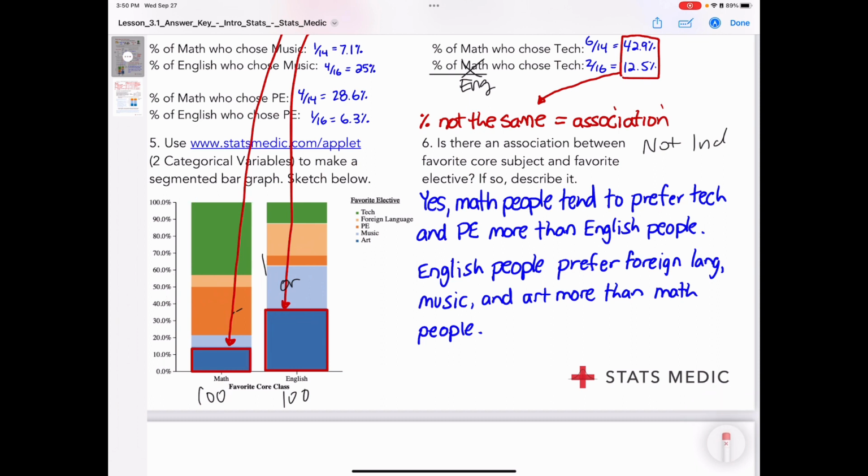let's erase this, because you see that absolutely there is an association, because more people that like technology also like math. More people who like art also like English.